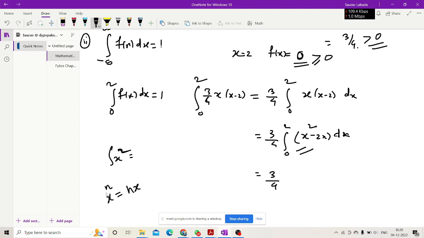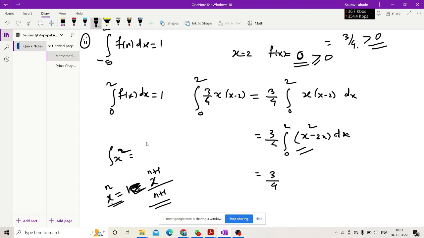Okay. Now how is it? Because x raised to n, the formula of x raised to n is what? It is nx. Sorry, it is not nx, right? It is x raised to n plus 1 divided by n plus 1. Okay, that is the formula of the integration.